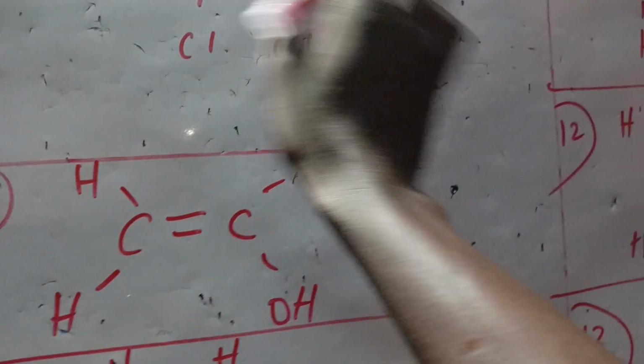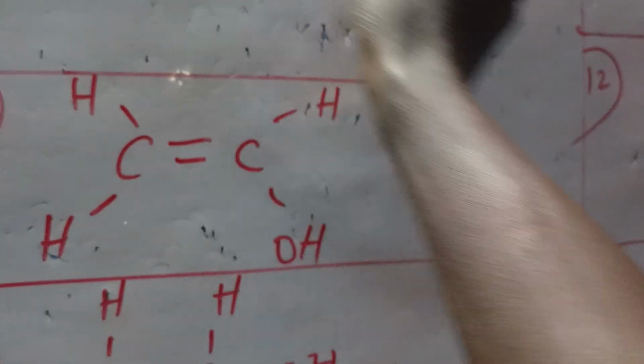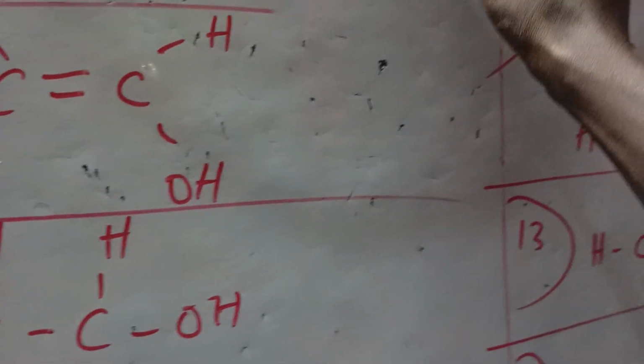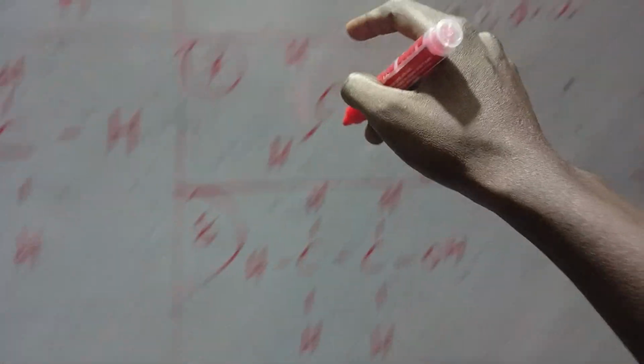Now number 6, double bond 1, 2. Anywhere you start from, you get this one here. So this is 1,2-dichloroethene. Please let's take note of that. Ethene. This one is ethane, single bond. You can say that this one is double bond.